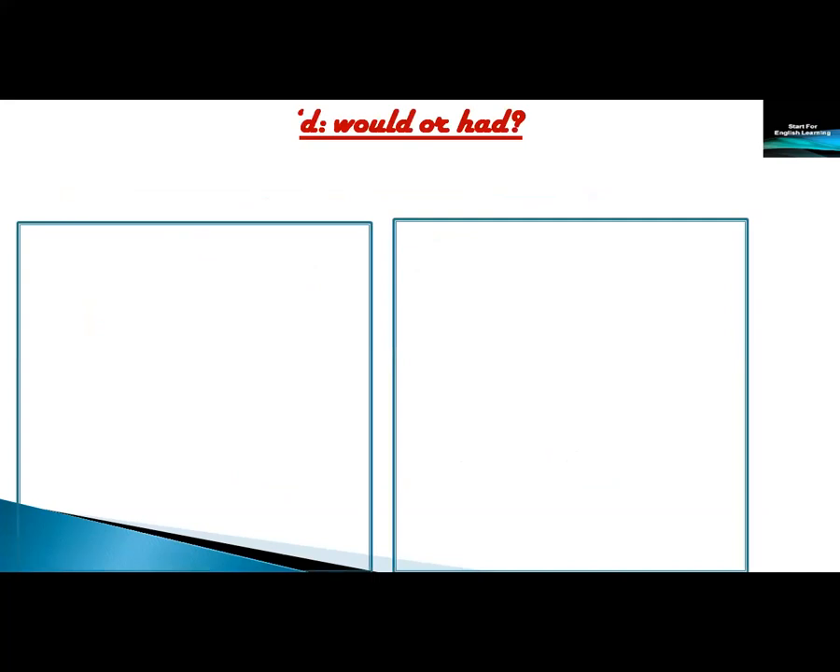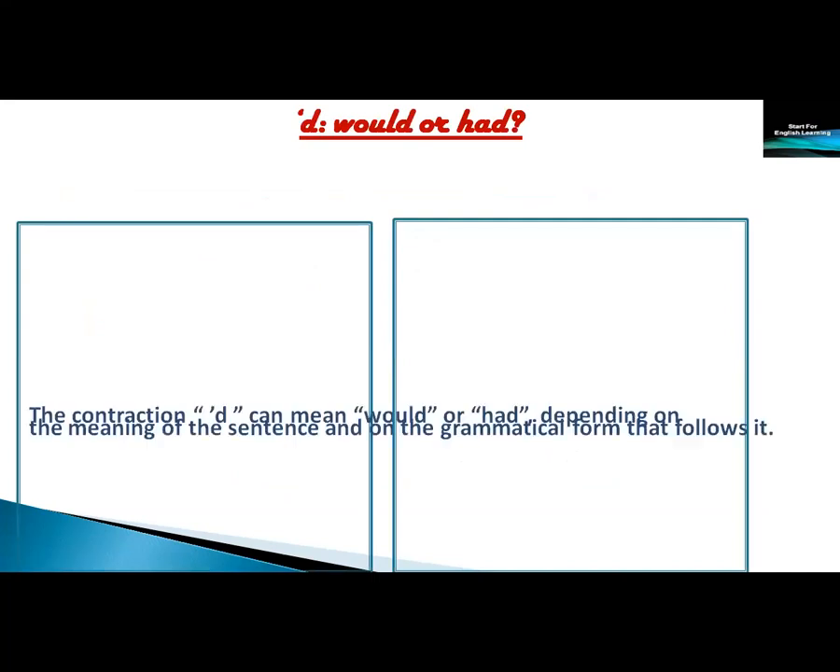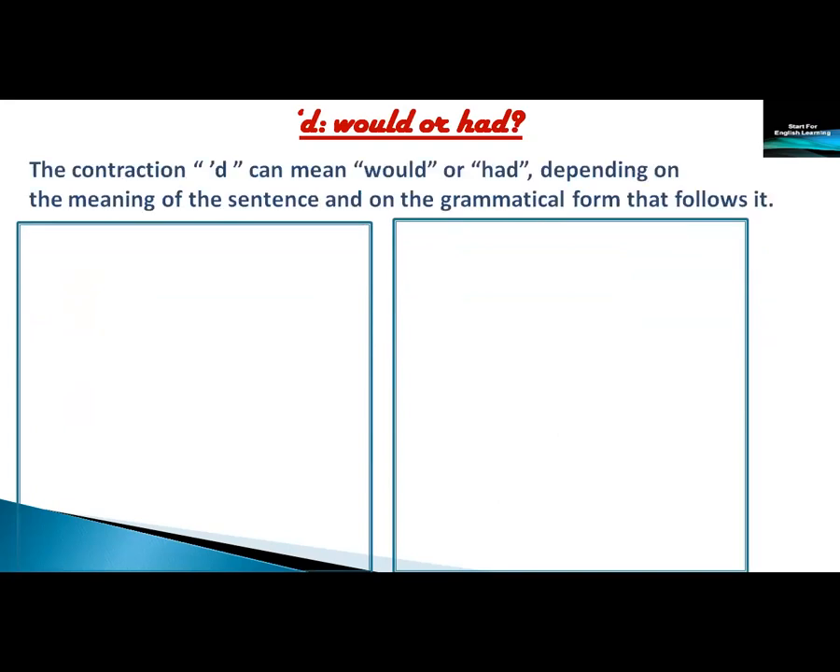Apostrophe D. Would or had. The contraction apostrophe D can mean would or had, depending on the meaning of the sentence and on the grammatical form that follows it.